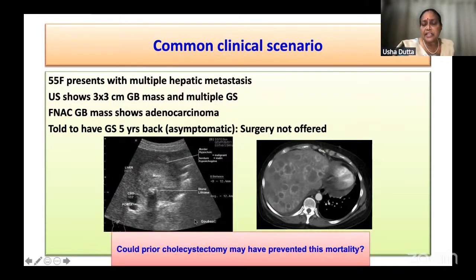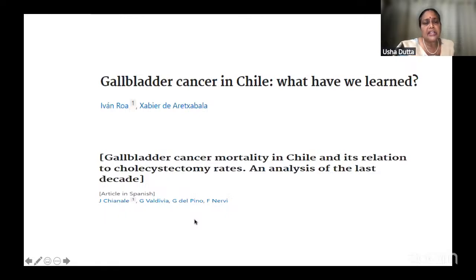Could prior cholecystectomy have prevented this mortality? Chile has gone completely into preventive cholecystectomy. Anybody more than 40 years has a mandatory ultrasound. If they have gallstones, they are put on the surgical list. And in fact, they are overwhelmed with so much surgery that many patients are waiting on that list. But they have realized this is the policy which works the best for them.